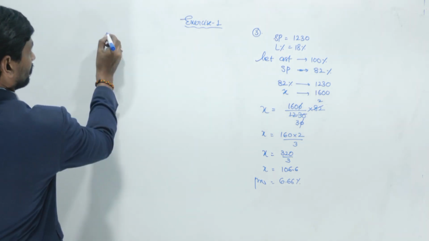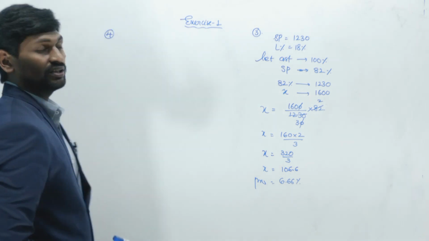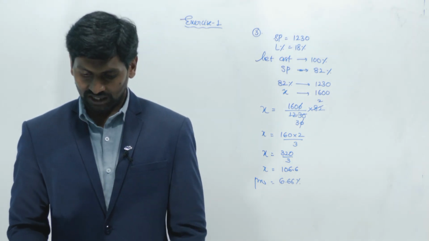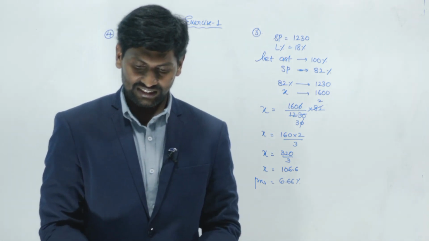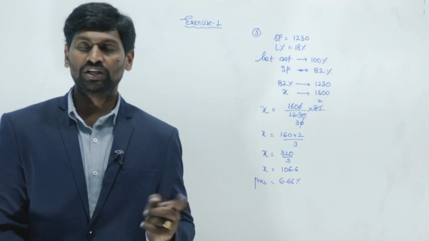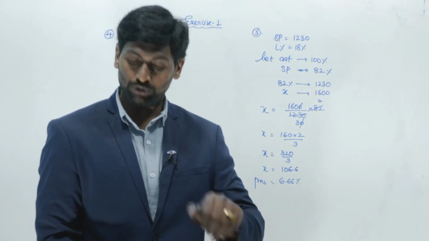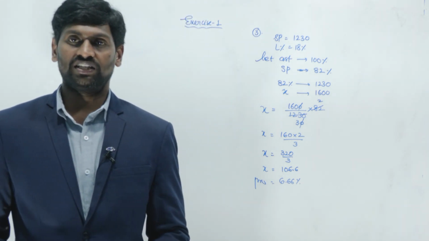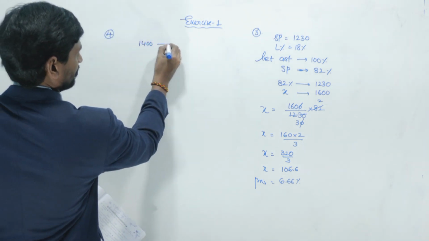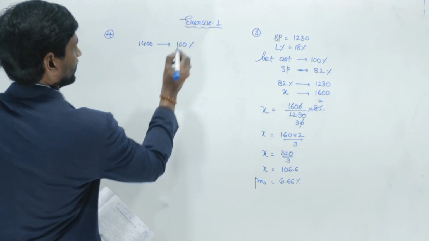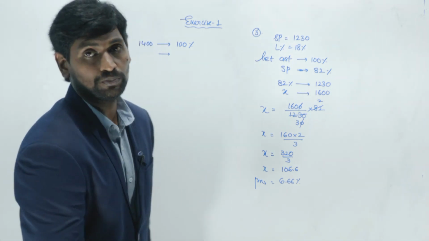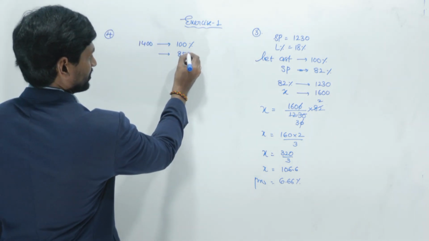Problem number 4 is given that a man buys a cycle for 1400 rupees and sells it at a loss of 15%. We got the loss, it seems. 1400 with a loss means the selling price is less than 1400. What is the selling price of the cycle? We can directly find. So 1400 is the cost price, no? 1400 cost price is considered as 100%. And he got a loss of 15%, so the selling price will be 85%.